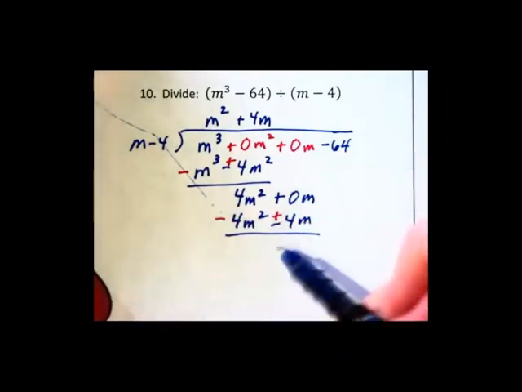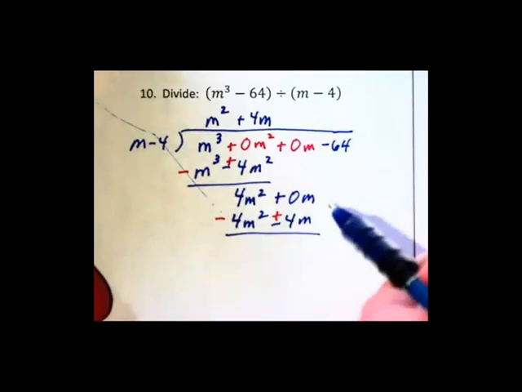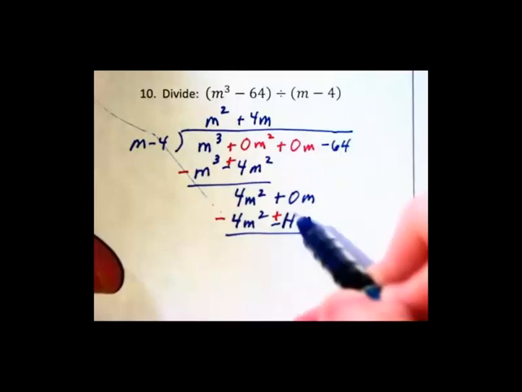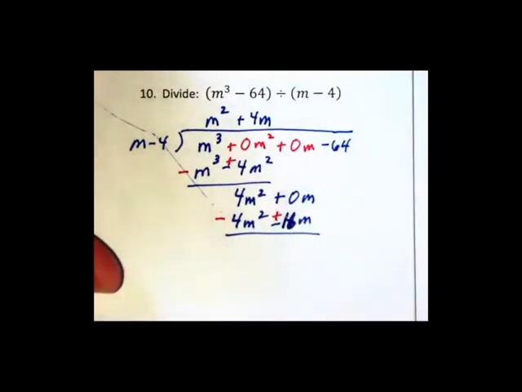So we're going to have, I made a mistake up there. 4 times negative 4 was negative 16. That's a negative 16 there.